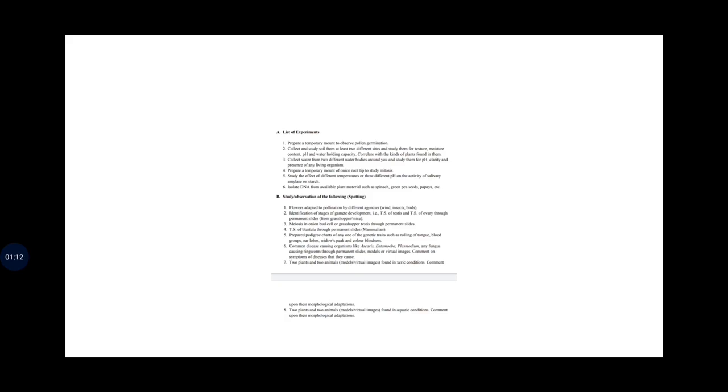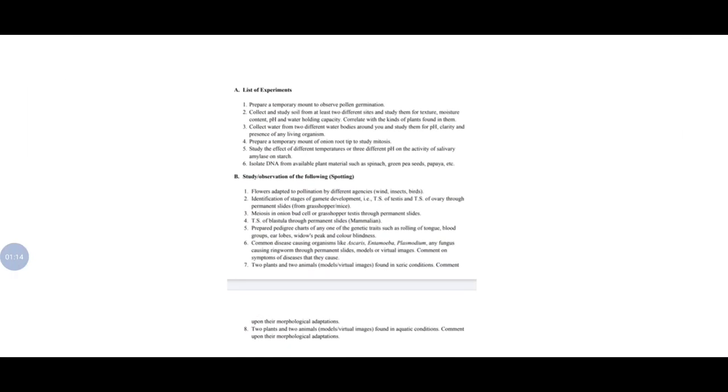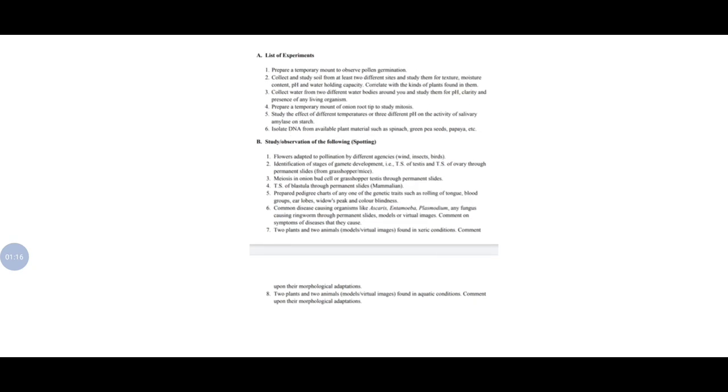Now this is the latest revised syllabus for this year, and these are your practicals which are being reduced, as you all know, due to the pandemic situation in the world. The CBSE has reduced your syllabus, so your practicals are also reduced.